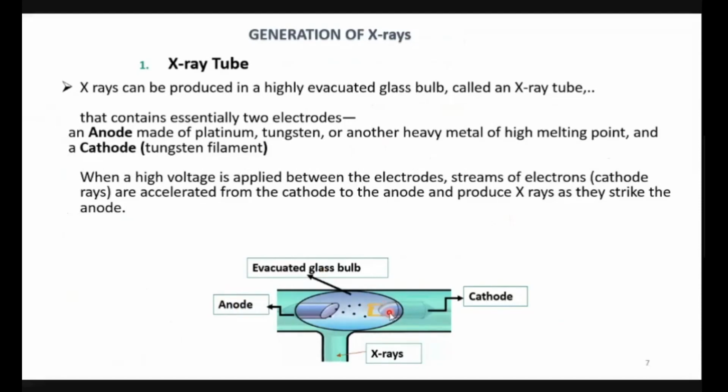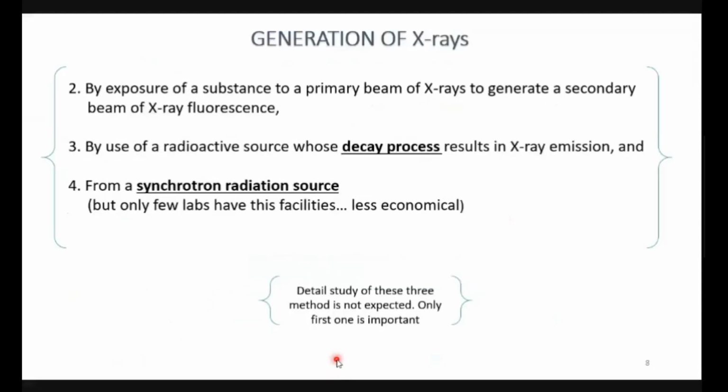Now, when high voltage is applied between cathode and anode, a stream of electrons, these stream of electrons is called as cathode rays, are accelerated from the cathode to the anode. When these are bombarded on the anode, anode produces X-rays, and they are emitted at 90-degree angles to the direction of cathode rays.